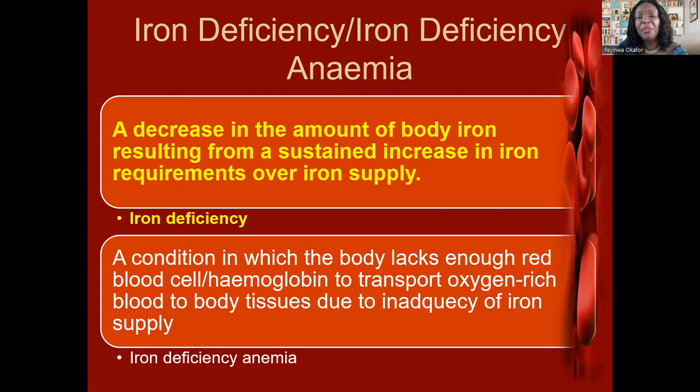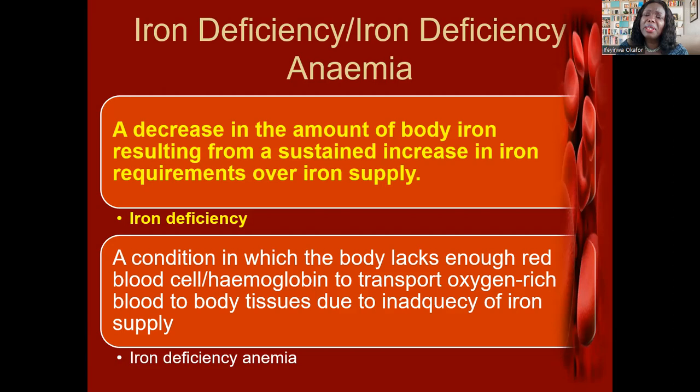Iron deficiency anemia. Now, let us define iron deficiency and iron deficiency anemia. You remember when we were treating iron metabolism, I emphasized that the body needs iron a lot. Therefore, the body cannot afford to do without iron for long. So the body has a way of conserving iron. And one of the ways that the body conserves iron is, apart from the iron we take in from our diet, we have proteins in our body that store iron.